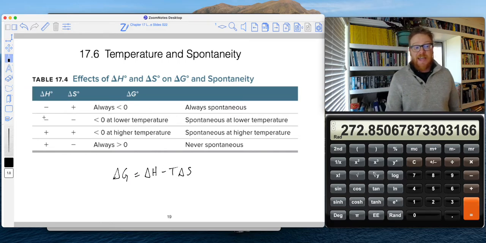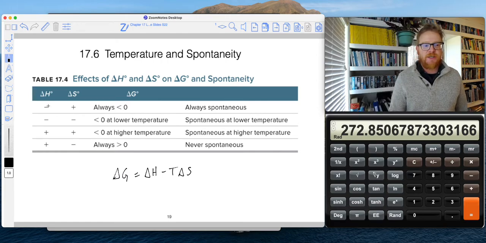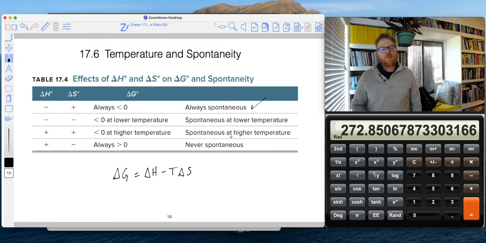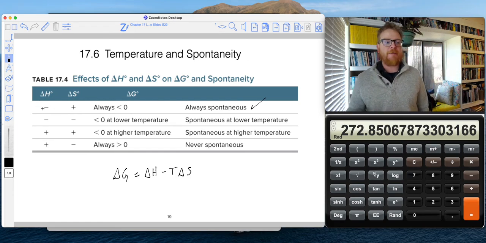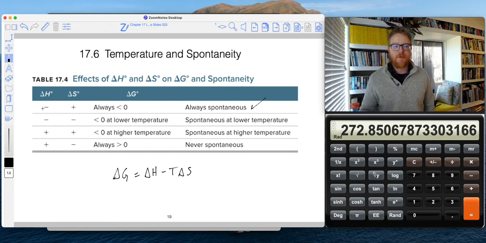So for example, if we have a delta H that's negative, and we have a delta S that's positive, then this delta G will always be negative and thus always spontaneous. So we could think of this as if I have a reaction that's exothermic and leads to an increase in entropy, it's always going to happen spontaneously.